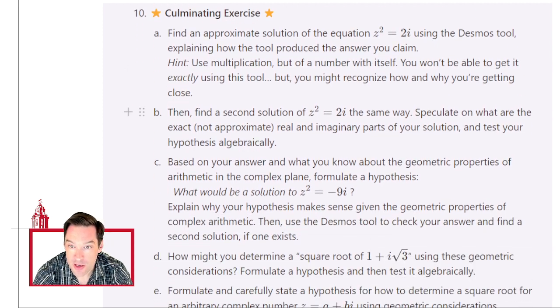And finally, in our culminating exercise, we're going to investigate what it might look like to take the square root, not of a real number, but of a complex number, starting with an imaginary example.